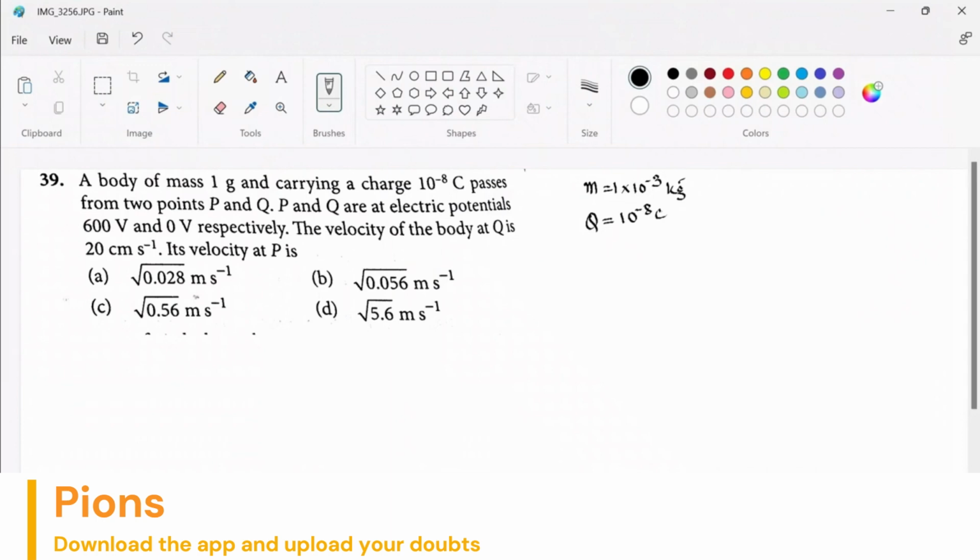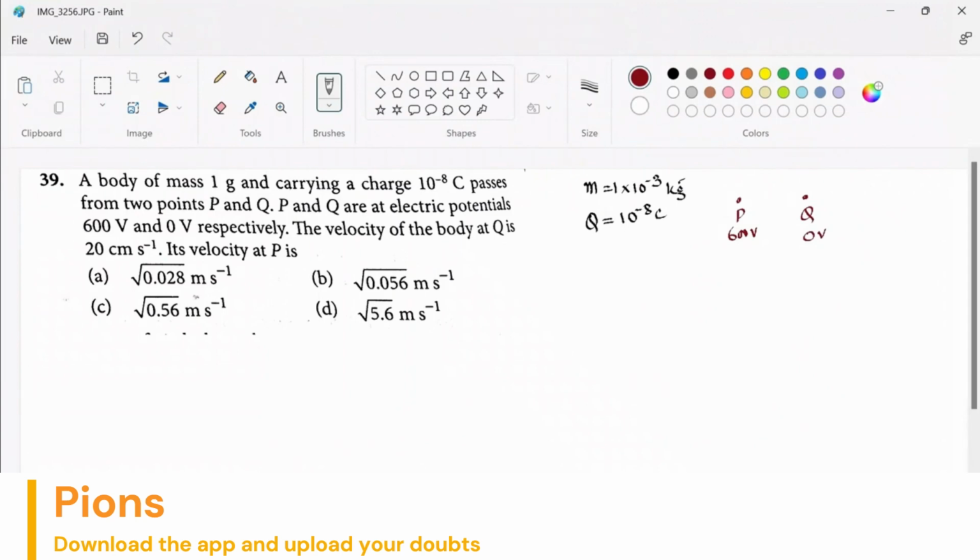Passes from 2 points P and Q. So let's say that this is the point P and this is our point Q. P and Q are at electrical potentials 600 volt. P is at 600 volt and Q is at 0 volt. So charge is going from 600 to 0 volt.